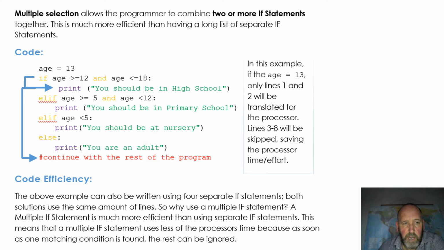Now here we've got our statements. We said age is 13, and the if age is between 12 and 18, between 5 and 12, less than 5, or you're an adult. Now, using the if, elif, or else if statement, as soon as the program gets an agreement, i.e. this line here, then it will continue on the rest of the program. They'll skip the rest of the lines. This saves processor time and effort.